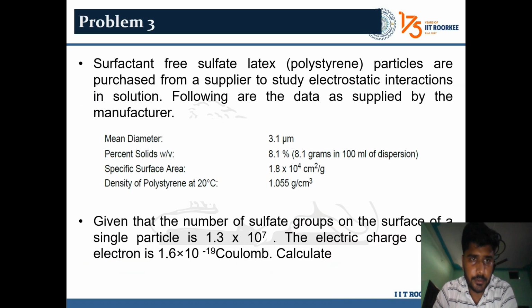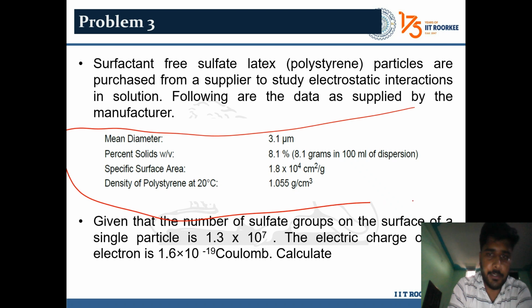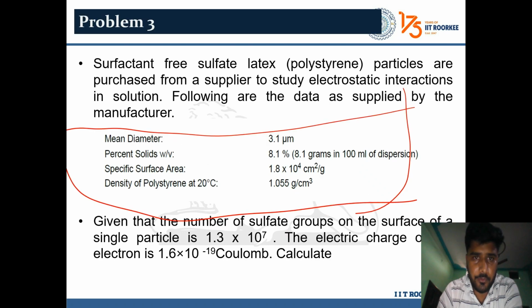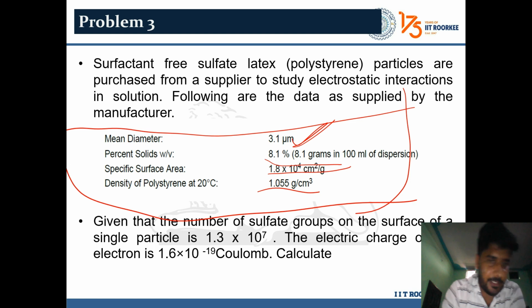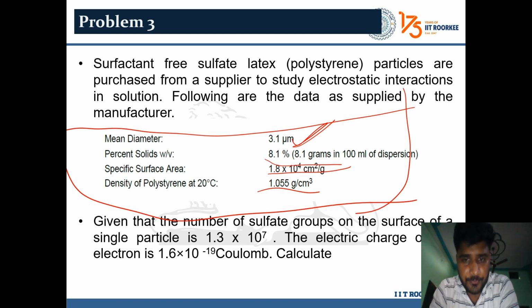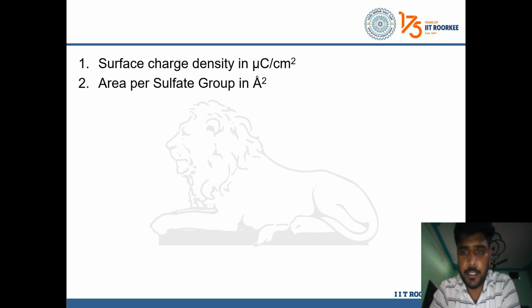The third problem is a numerical problem. Surfactant-free sulfate latex particles are purchased from a supplier to study electrostatic interactions. The following data is supplied by the supplier: the mean diameter, the concentration, the specific surface area, and the density of polystyrene. You are given the number of sulfate groups, that is 1.3 times 10 raised to 7. Let me write it on the next slide because I will solve it here.